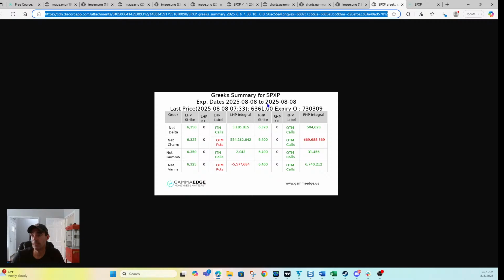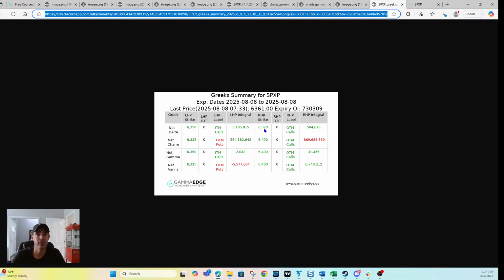SPXP net stat command. Again, we've talked about these levels, 63.50, those in the money calls, significant left-hand plane integral. As long as we're above that, those will continue to be supportive. And you see the charm out of the money puts there at 63.25. Again, those will continue to grow throughout the day and be supportive as long as we're above that. And you see out of the money calls all the way at 6,400. That would be that charm area growing overhead. If we drive through 63.70, 6,400 would be that stalling area.